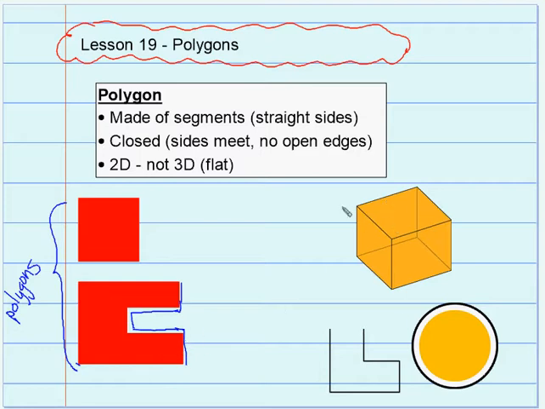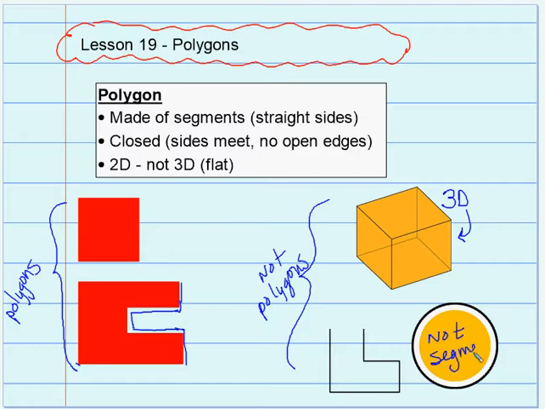On the right side, we have examples of items that are not polygons. This one right here is a cube, and this is 3D. So it is not a polygon because it's three-dimensional. This one, this yellow circle, it's curved, right? So this is not segments. So that's why this is not a polygon.